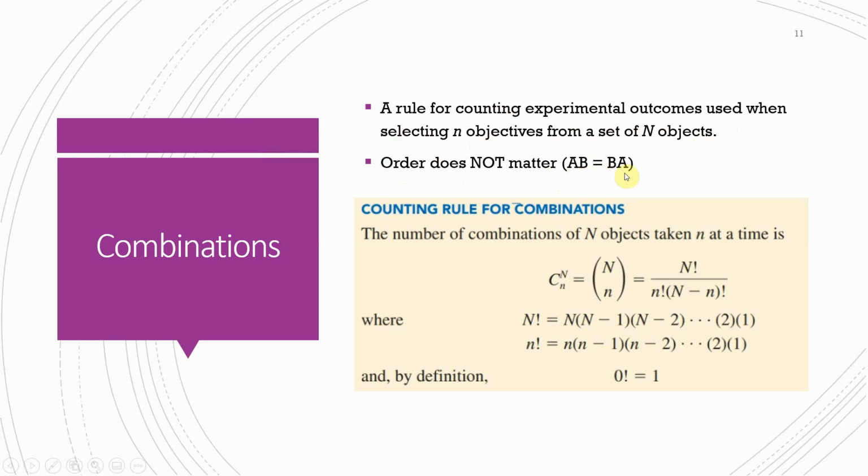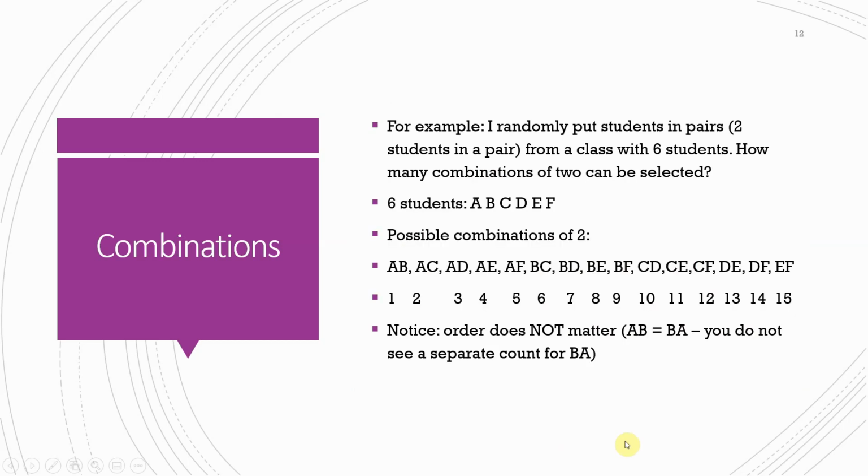So AB equals BA, right? Order doesn't matter. Why do I bring this up? Because we're going to talk about permutations later, and with permutation, order does matter. Here's the equation for it. But let's walk through an example, and then we'll show how the example matches up with the formula.